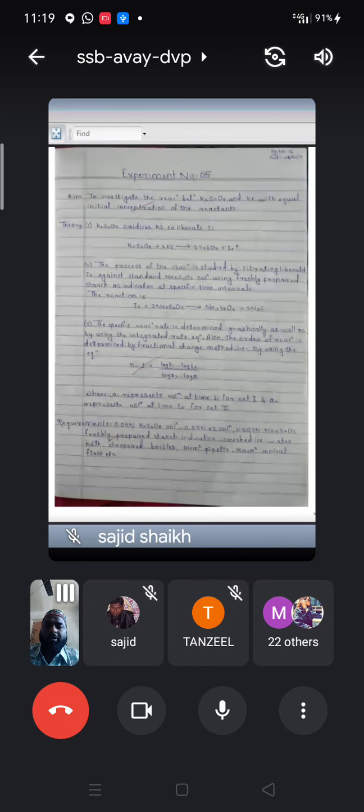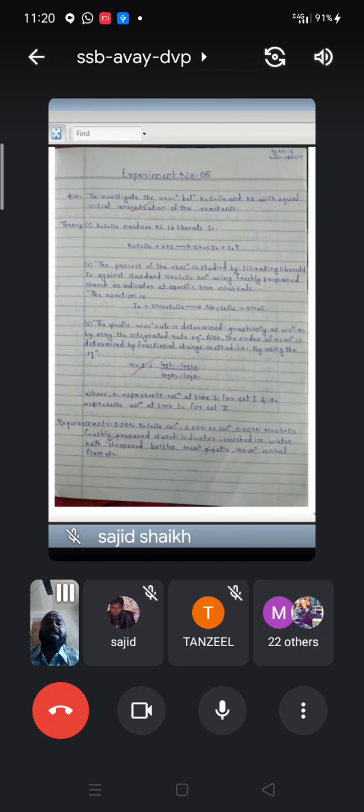Now we are going to see experiment number 5, which is chemical kinetics. The aim of this experiment is to investigate the reaction between K2S2O8, potassium persulfate, and KI, potassium iodide, with equal initial concentration of the reactants.